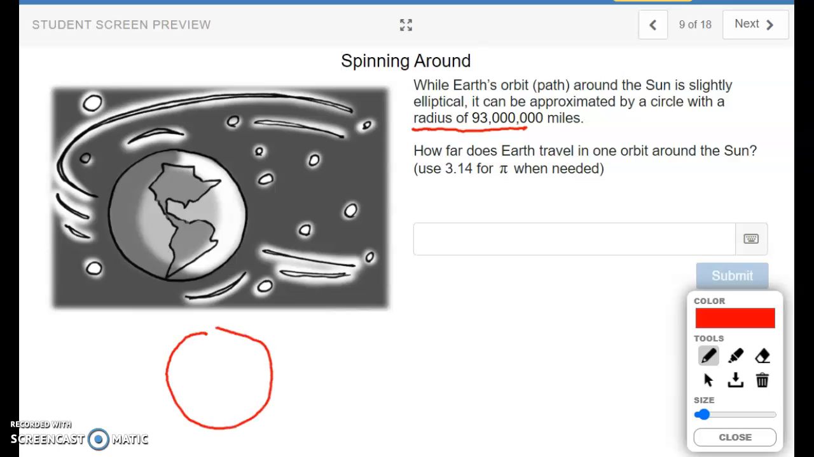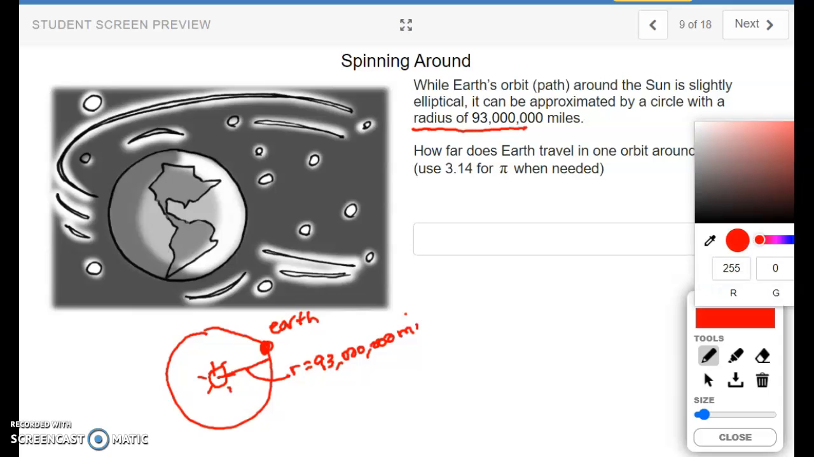If this is my Sun, and this is my Earth, and we're told that the radius from here to there is 93 million miles. So what are we being asked? We're looking for the circumference. How far does the Earth travel? We're being asked to find the circumference.